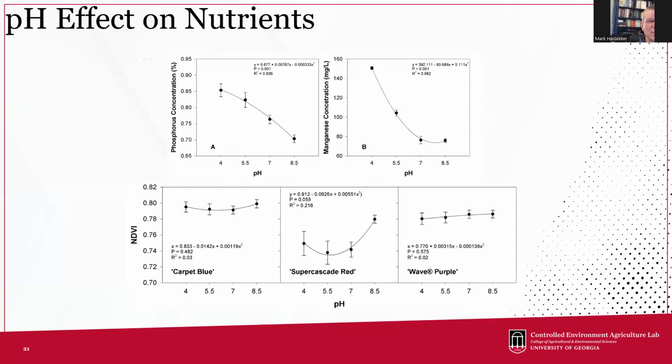So we've got the effects of the pH on the phosphorus and manganese concentrations, which are pretty vigorous. And then we get down into the NDVI for the treatments. On paper, we did not find significance in any of these, though under consultation from my statistician, the outliers in Super Cascade Red were exciting enough that this could be considered significant. The deviations here are pretty wild.